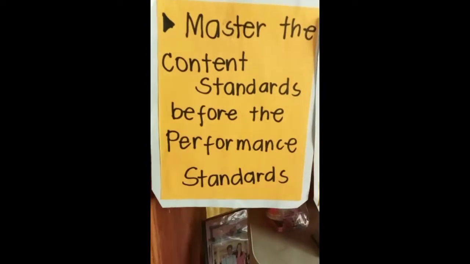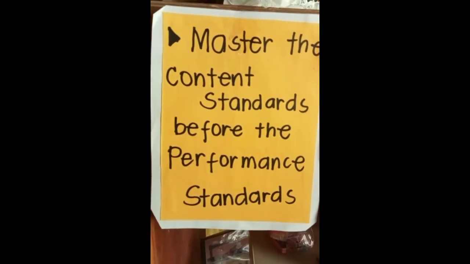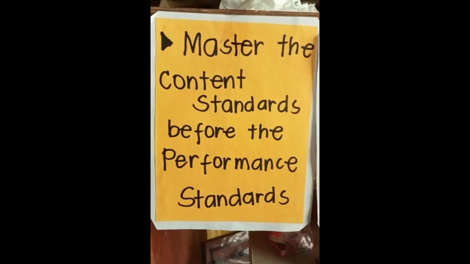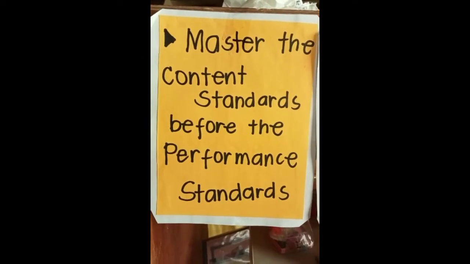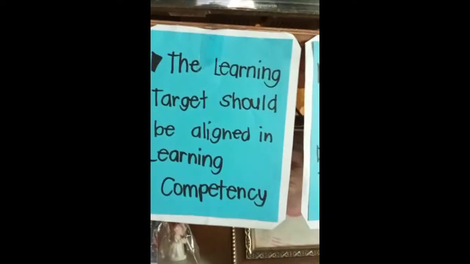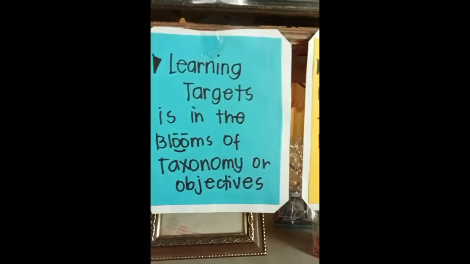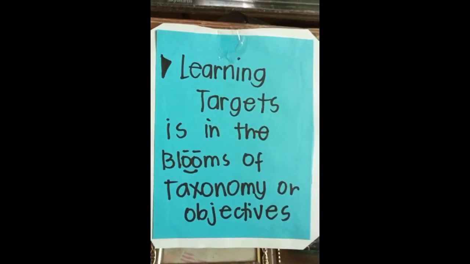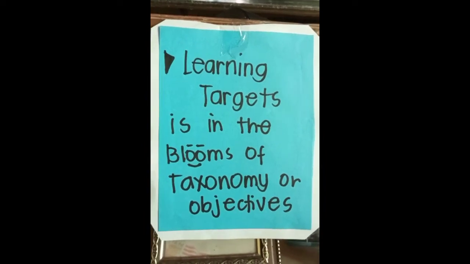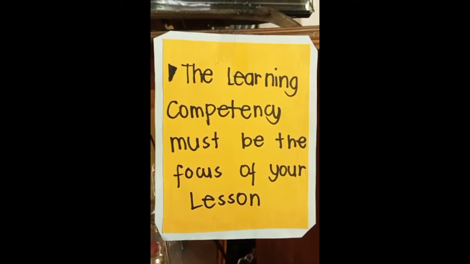Then I have here a tip for making content standards, performance standards, and learning standards. First, master the content standards before the performance standards. Then next, students master the content. Next, the learning target should be aligned in learning competency. Learning target is in the Bloom's taxonomy or the objectives. Then students must achieve the given learning competency. And last, the learning competency must be the focus of your lesson.